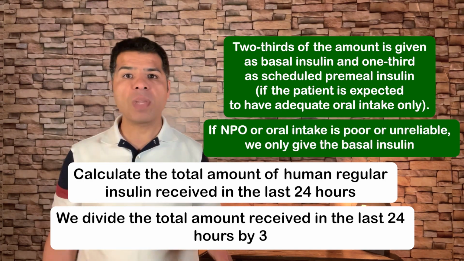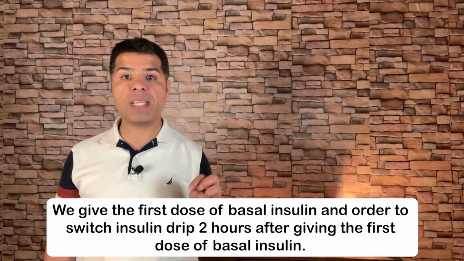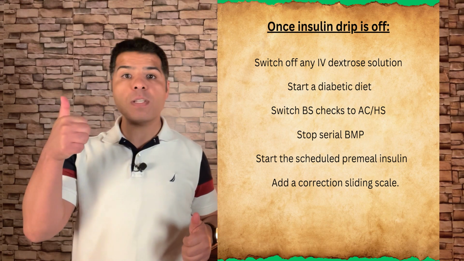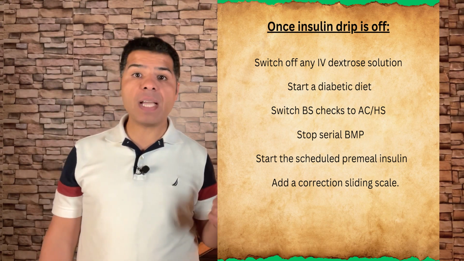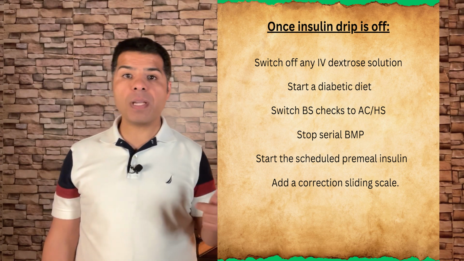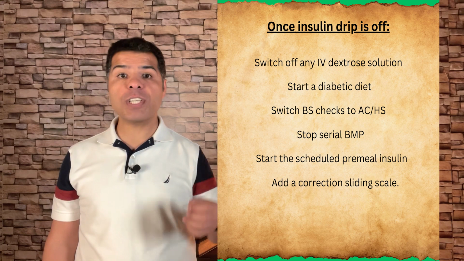these calculations. Now, after making this calculation, we give the first dose of basal insulin now in order to switch the insulin drip off 2 hours after giving the first dose of basal insulin. Once the insulin drip is switched off, stop any IV dextrose solution, start a diabetic diet, switch blood sugar checks to ACHS, before meals and at bedtime, stop serial BMP, start the scheduled pre-meal insulin, and add a correction sliding scale.